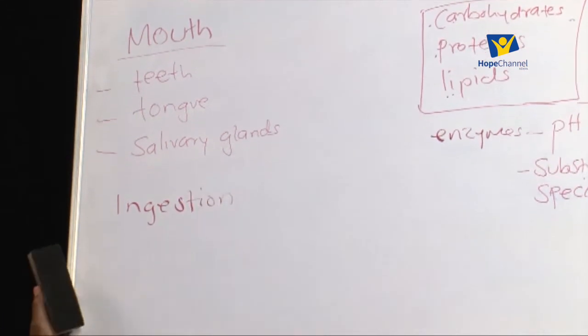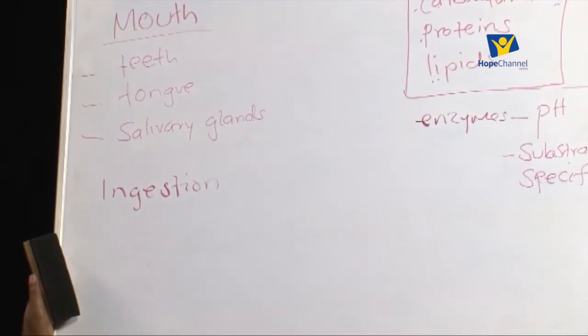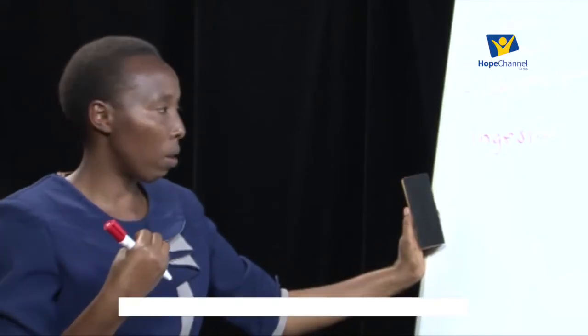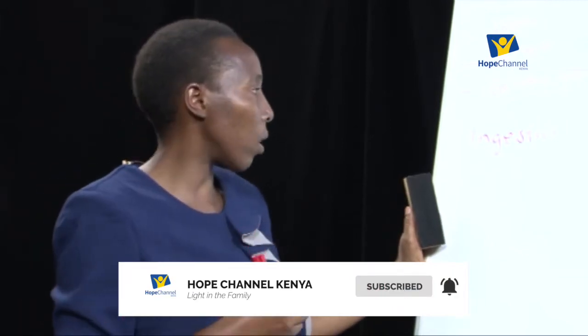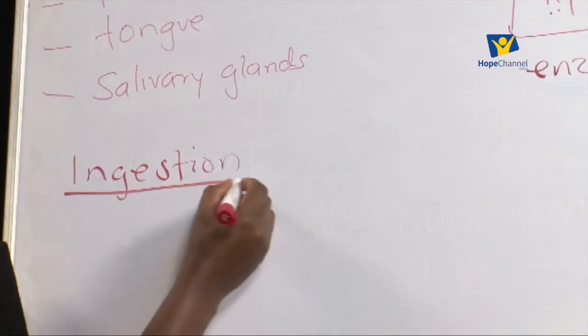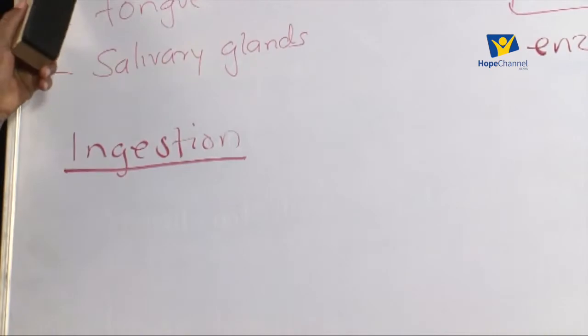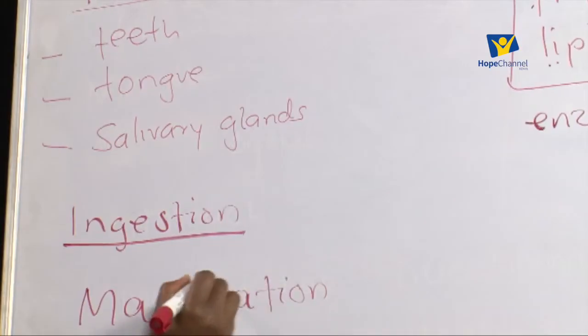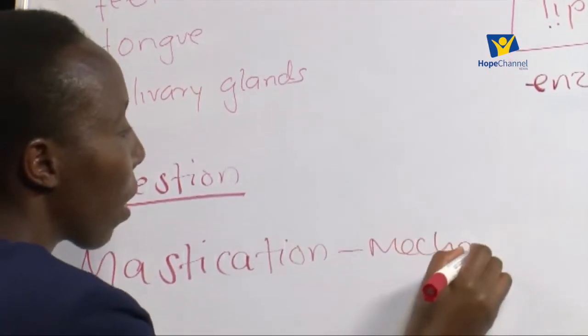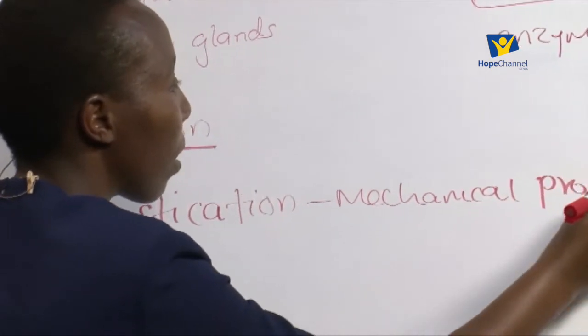So when you introduce this food into the mouth, that process, we call it ingestion. Ingestion is a process of introducing food substances into the mouth. I have introduced the food substance into the mouth, but in the mouth, remember, I have the teeth, I have the tongue, I have the salivary glands. So what happens? There is a simple process that takes place, a physical or a mechanical process that takes place in the mouth, a process we call mastication. This is just a mechanical process that is taking place in the mouth.